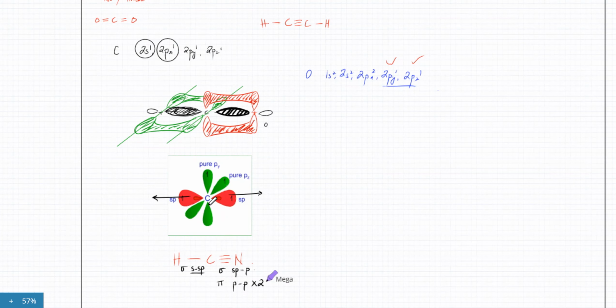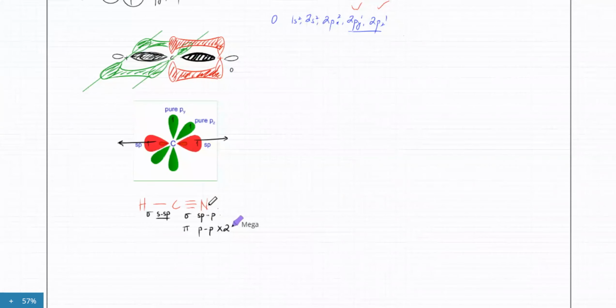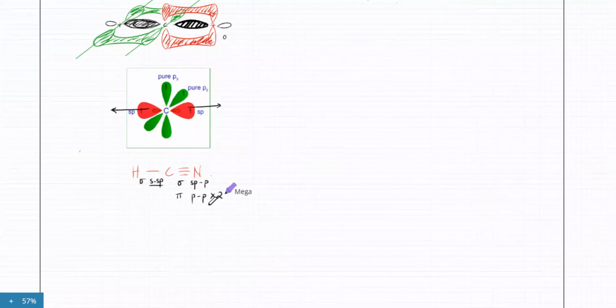Do you get this? Is this clear or not? Yes or no? Yes, sir.